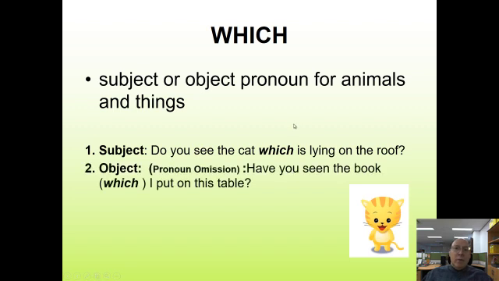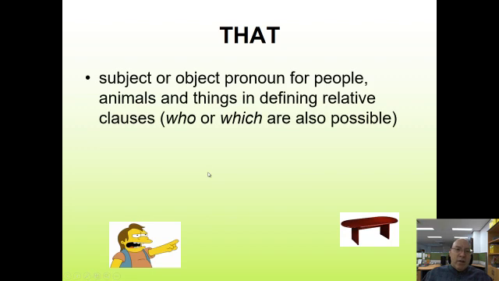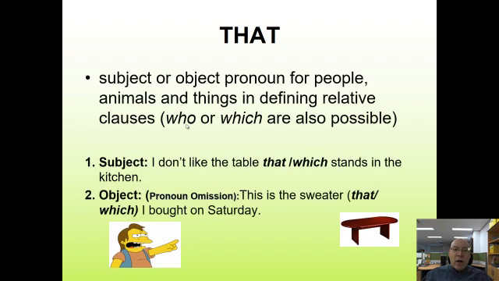Okay, which, again, we use that with things. We don't use it with people. We can use it with animals too. You can say, do you see the cat which is lying on the roof? Or as an object, have you seen the book which I put on the table? Okay, you can even omit that. You don't even have to use it in that situation. Okay, that, again, you can use with anything. Here are a couple examples here.